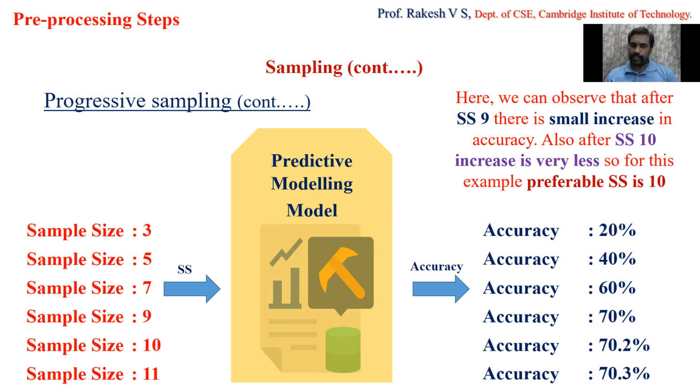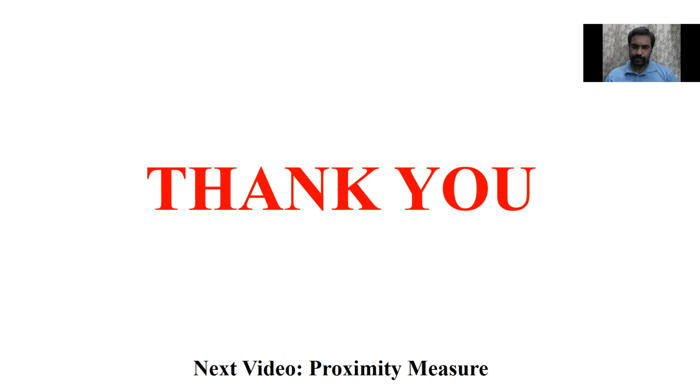So this is what progressive sampling is. We have begun with a very small sample size. We have continuously increased the sample size until we get a sample of suitable size. In this example, we have considered accuracy as the measurement scale to identify the sample size. So this is about progressive sampling.